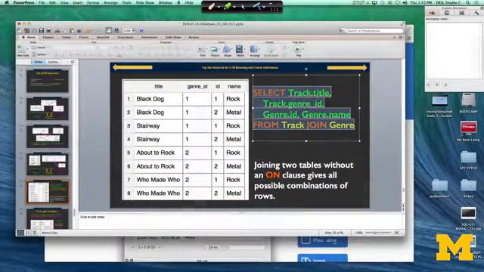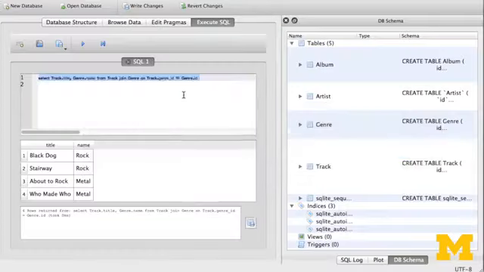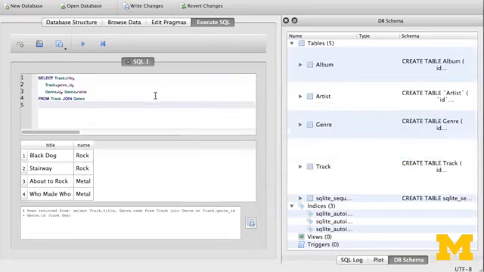And lines don't matter, so the fact that I put this on multiple lines, you'll see it doesn't care. And so you can add spacing and lines to make your SQL look prettier. I do that all the time.